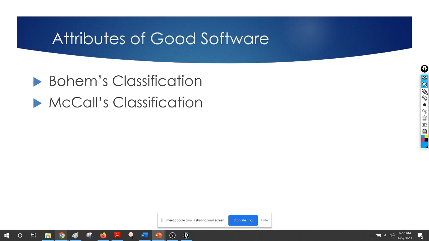Intangible nature, right? Because of that it can be easily copied, and a lot of money is involved, right? The expectation from the business, right? So let's look at the attributes of good software. We have two classifications in your syllabus: Boehm's classification and Mackel's classification, right? Let's dig into those two classifications.